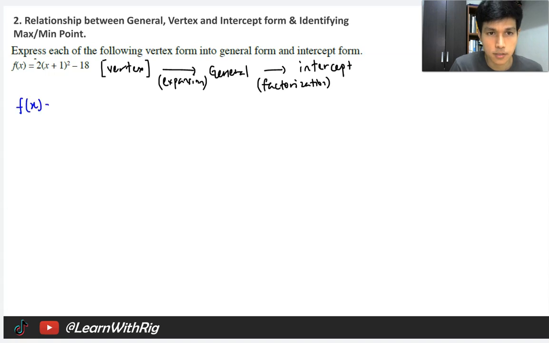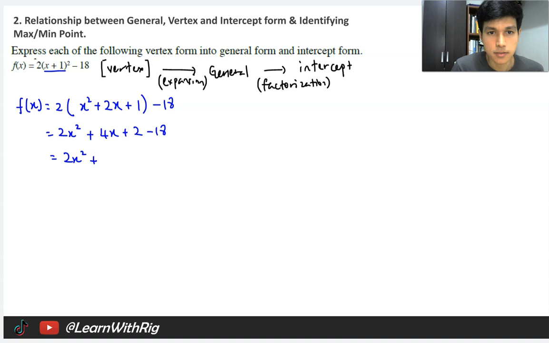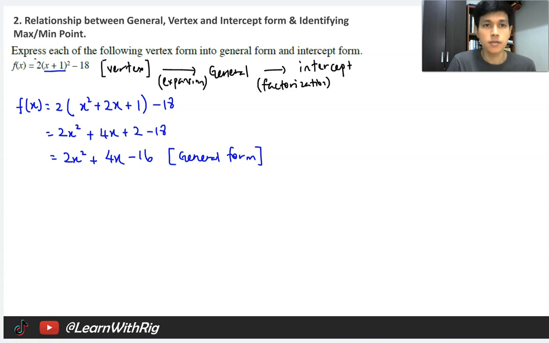So let's do it together. First, you want to change to general form, so you have to expand. f(x) equals, I'm going to expand the bracket first. So (x+1) squared becomes x squared plus 2x plus 1, minus 18. So you get 2x squared plus 4x plus 2 minus 18. The answer is 2x squared plus 4x minus 16. So this is your general form, this is your first answer.